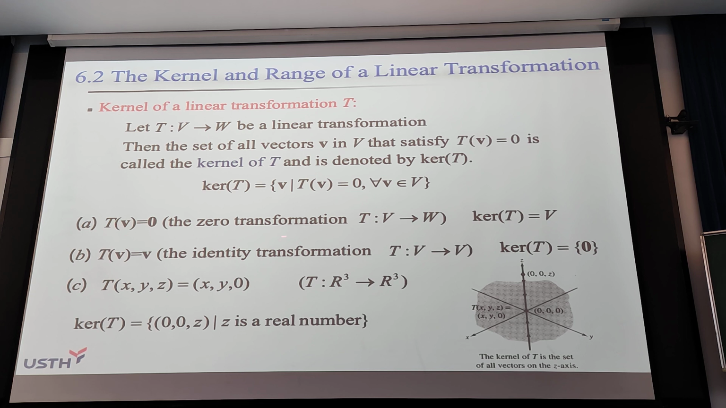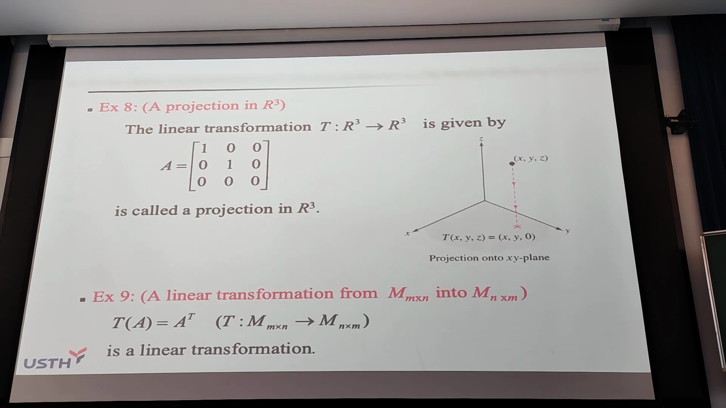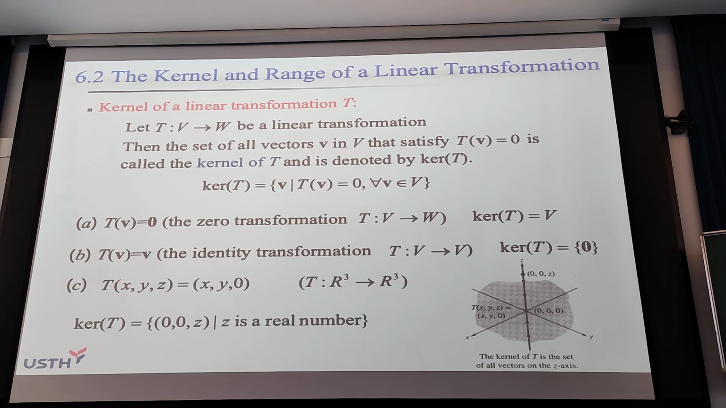And the examples we have. The first one is here about the zero transformation. That one is the identity transformation. Then the kernel will be only the zero vector. And for the case of the projection like in the previous example, in this example we have a projection here. Then the kernel of that will be exactly the Z basis, that one. Or we can write the kernel of Z to be that one.